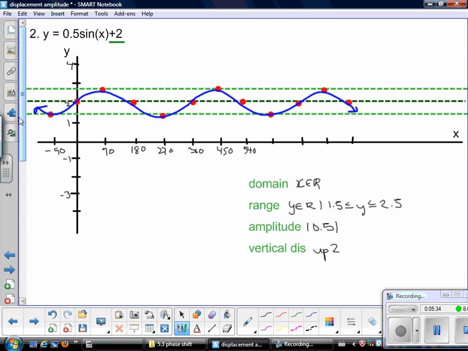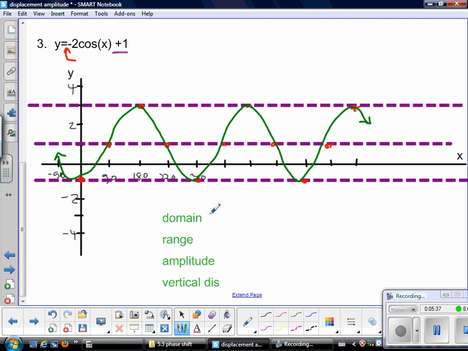And finally, our last one, again, x is the set of real numbers. So is our y. And remember that y is going to fit between, in this case, -1 and 3. And our amplitude is the absolute value of 2, or of -2 if you want, because that comes out as a 2. And our vertical displacement, we went up 1. Okay, so some questions for you to do from a worksheet.